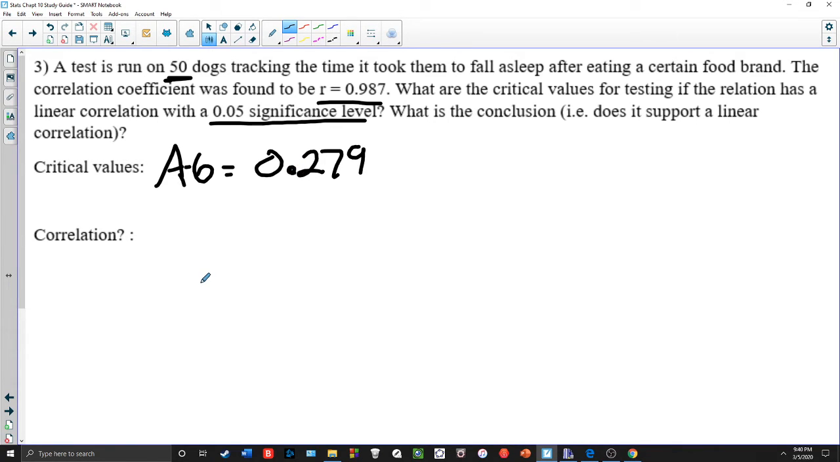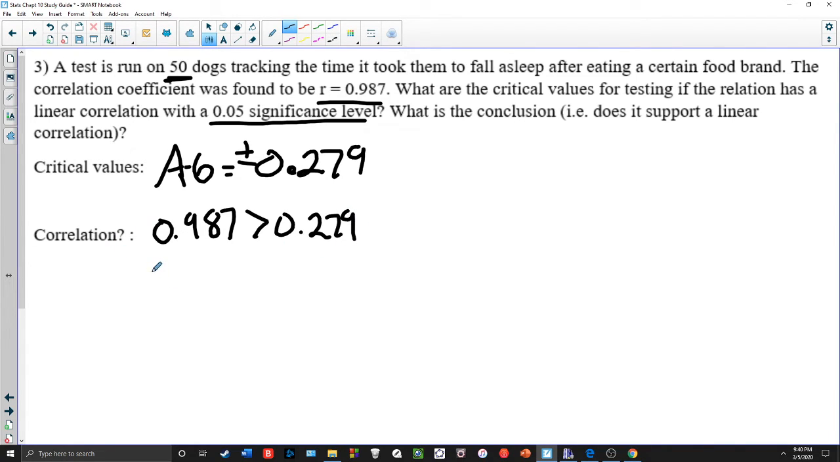And so that's our critical value. That's plus or minus 2 because it is always a two-tail. It says, what's the conclusion? Well, our conclusion depends on whether r is more or less than the number. So it's the absolute value of r, or just the positive version of r, which is 0.987, is indeed greater than 0.279, plus or minus.